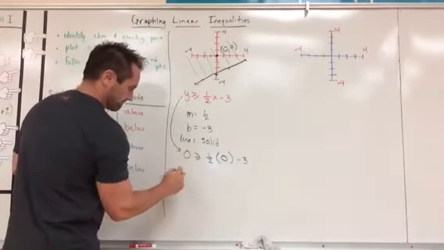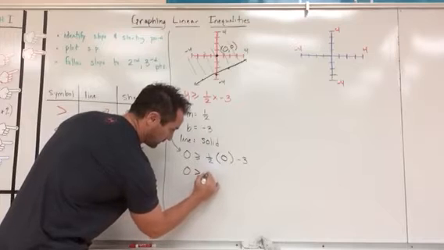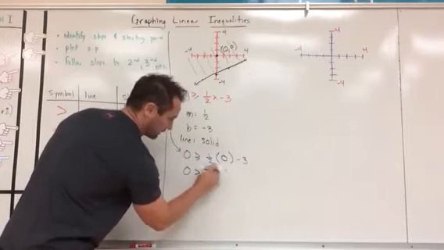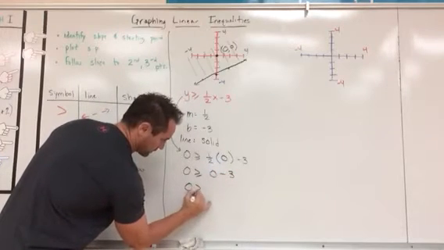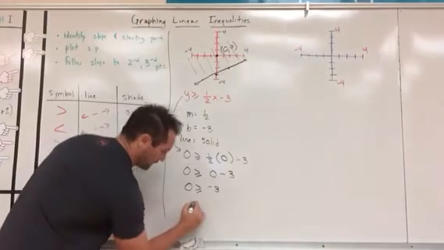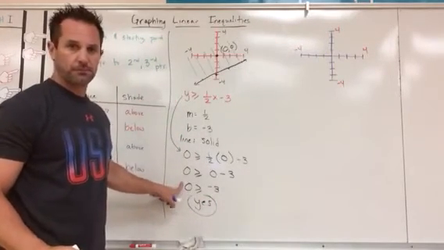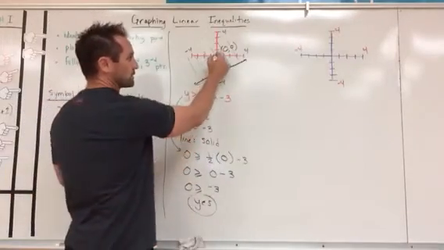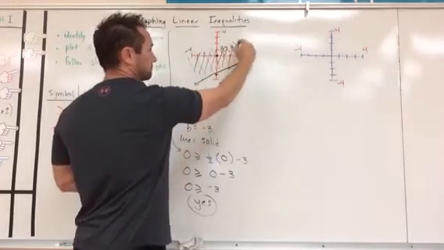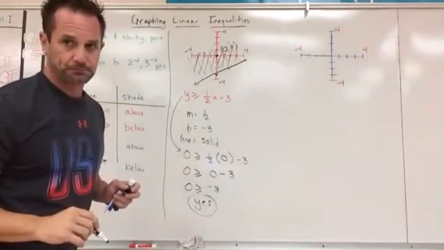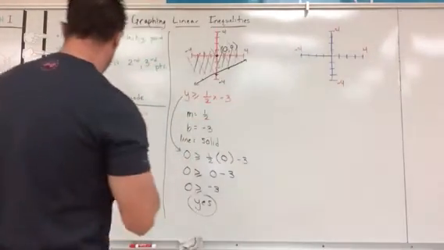And then we're going to simplify the inequality. So 0 greater than or equal to 1/2 times 0 minus 3. 1/2 times 0 is 0, minus 3. So 0 greater than or equal to -3. And we would say yes, 0 is greater than or equal to -3. So therefore, the test point 0, 0 is true, and it should be in your shaded region. So we were correct.